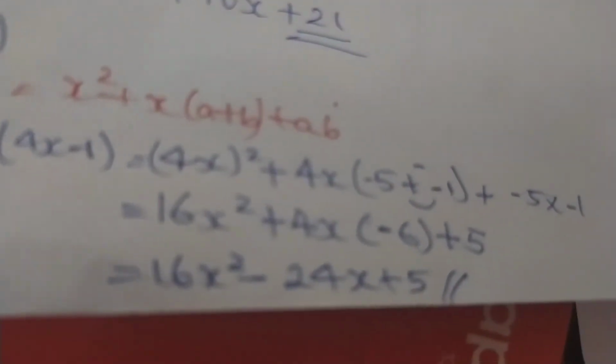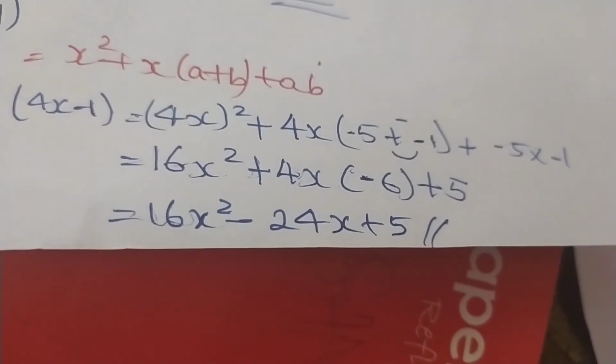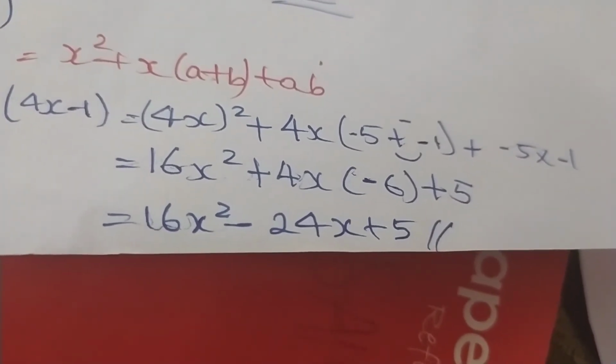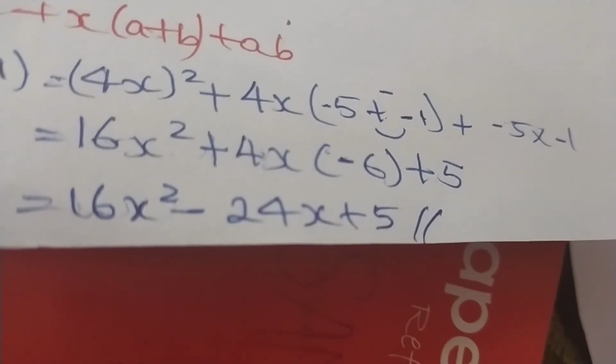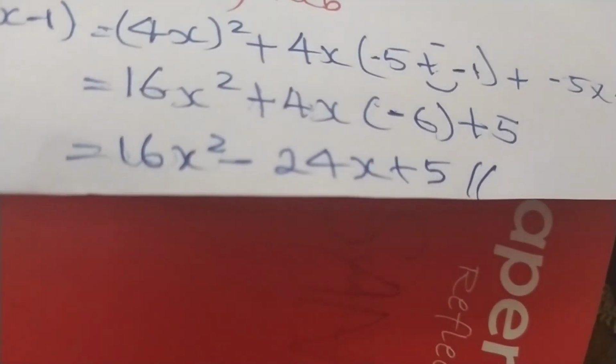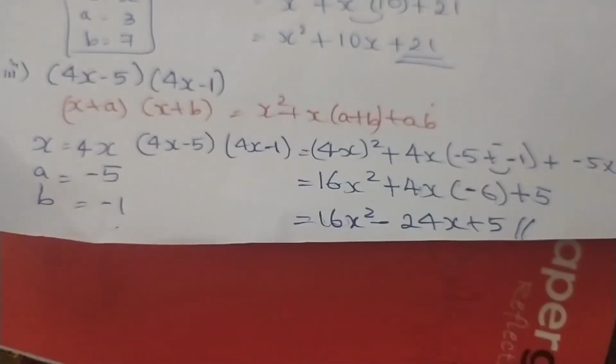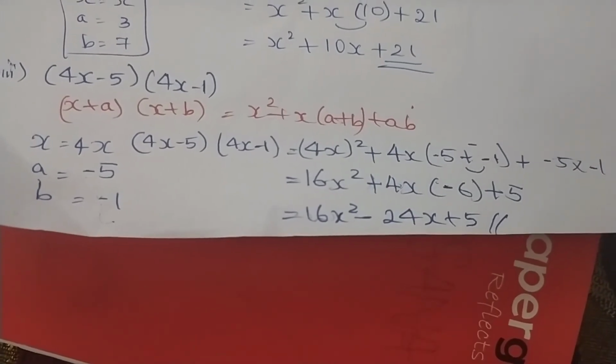So children, every number has only one symbol. So plus into minus we multiplied and we got minus. So 4x into (-5 - 1) is minus 6, and minus into minus is plus. 5 ones is 5. 16x squared plus into minus is minus, 6 fours are 24, x plus 5. So this is the solution of this problem, (4x - 5)(4x - 1).